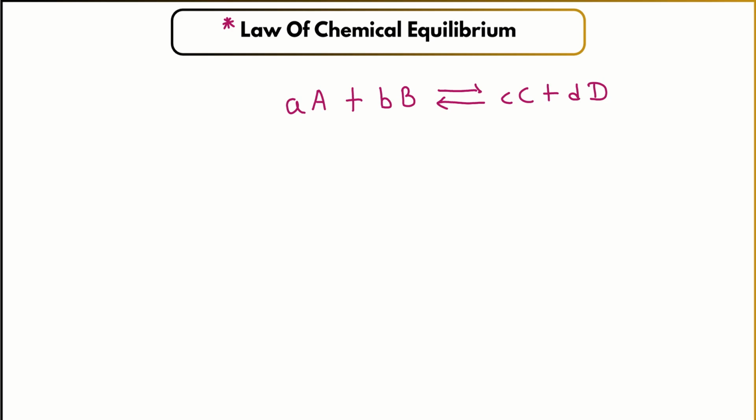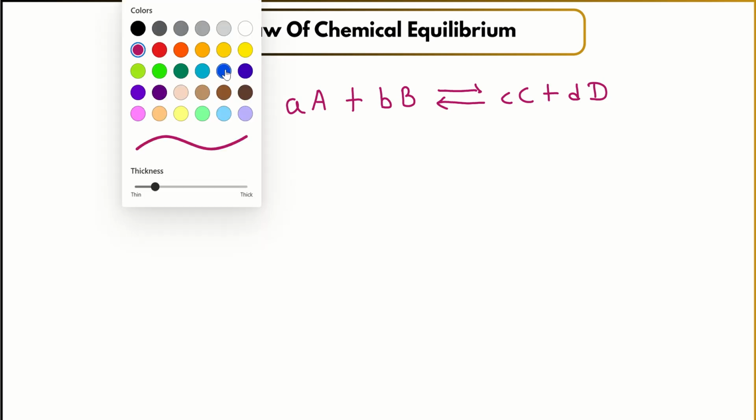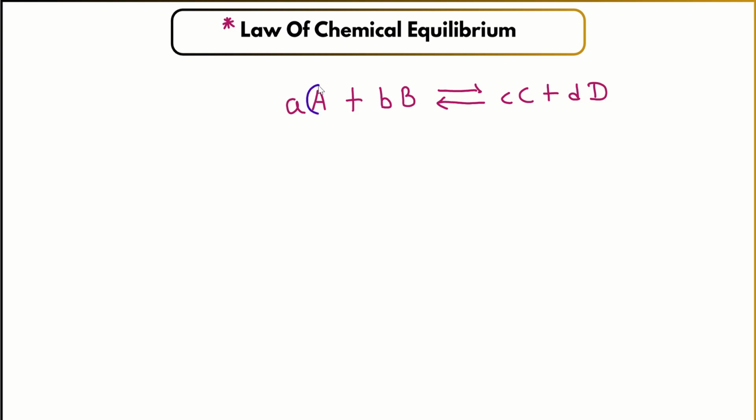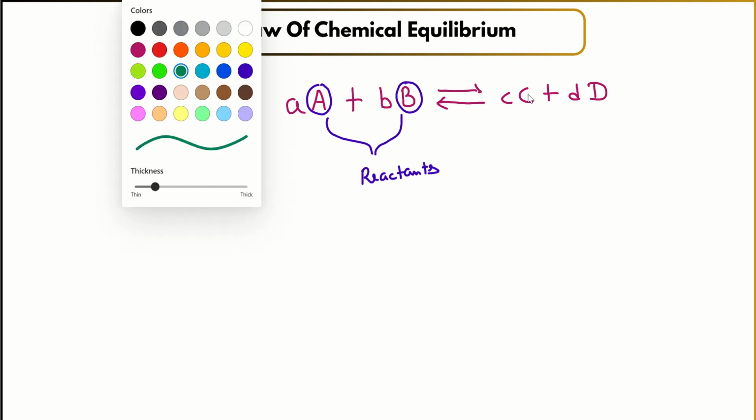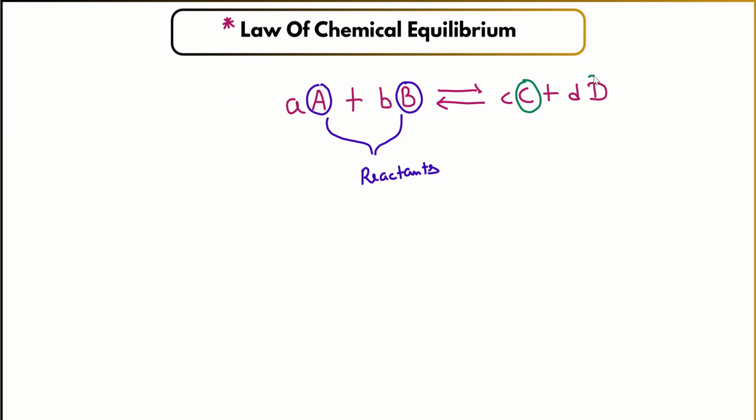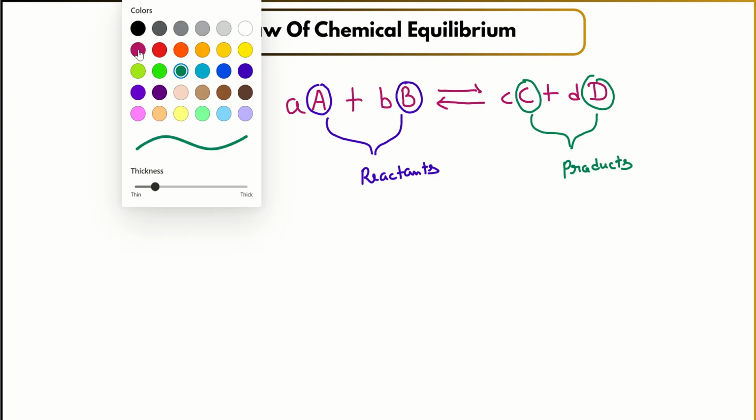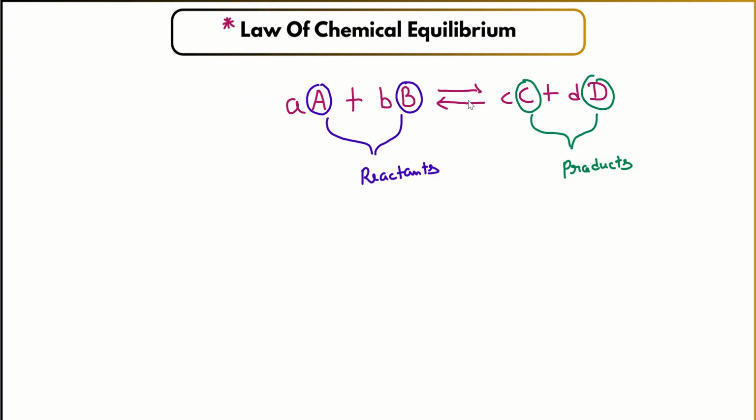We also need to understand here, what are capital A and capital B? Guys, these are the reactants. And capital C and capital D are the products of the reaction. A and B are the reactants. Capital C and capital D are the products.